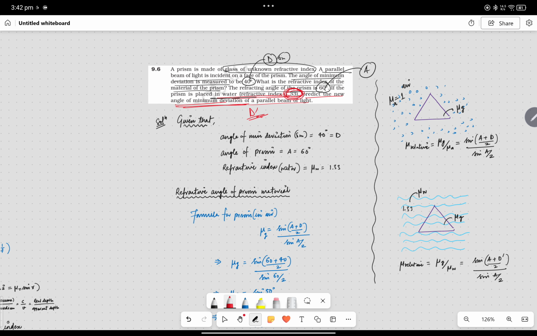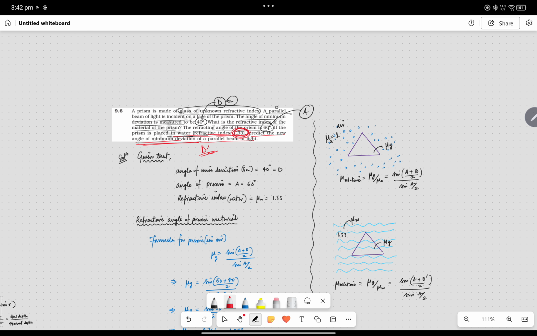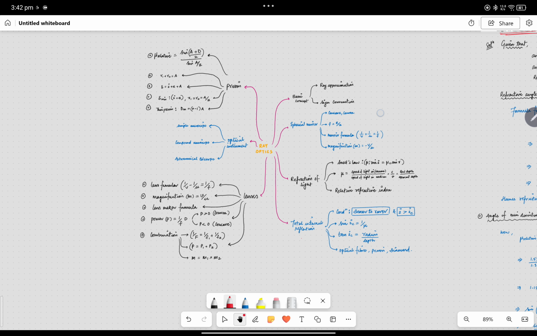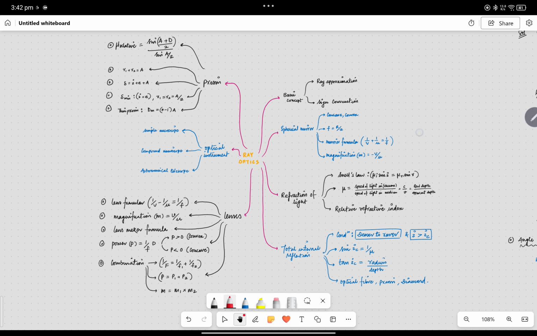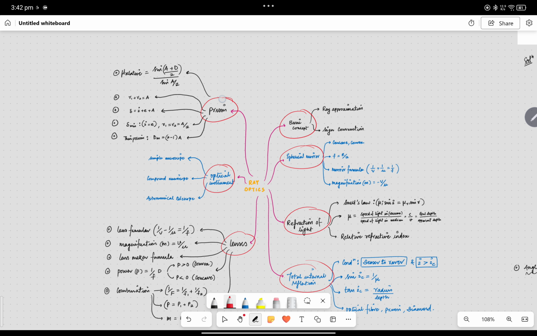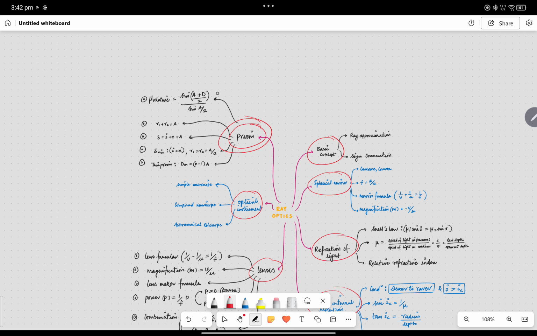Before starting, let's see the theory, and it is going to be very simple when you know the theory. So here we have the mind map of ray optics, and you can see all the important concepts are denoted here on the mind map. You can revise it. And particularly this question has arisen from the prism. So in the prism, the formula we know, that is mu relative is equal to sin (A plus D) by 2 by sin A by 2.